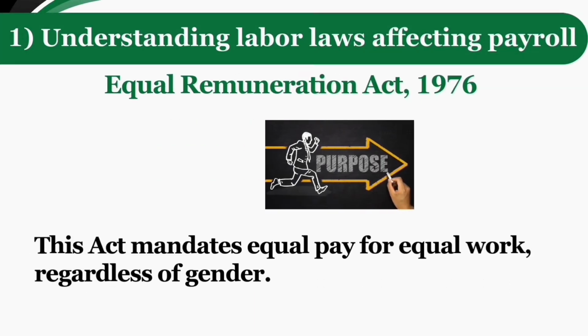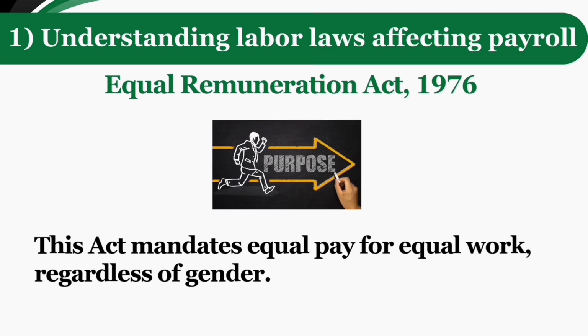Next is Equal Remuneration Act 1976. Now, by this name, you can understand we are talking about equal remuneration. You can have a query like, how can you pay equal? So, we are talking about equal remuneration, that is equal pay for equal work regardless of gender, and this is the purpose. If a male and a female are working in the same position, performing the same kind of task, then equal pay should be offered to them. Okay, this is the main purpose.